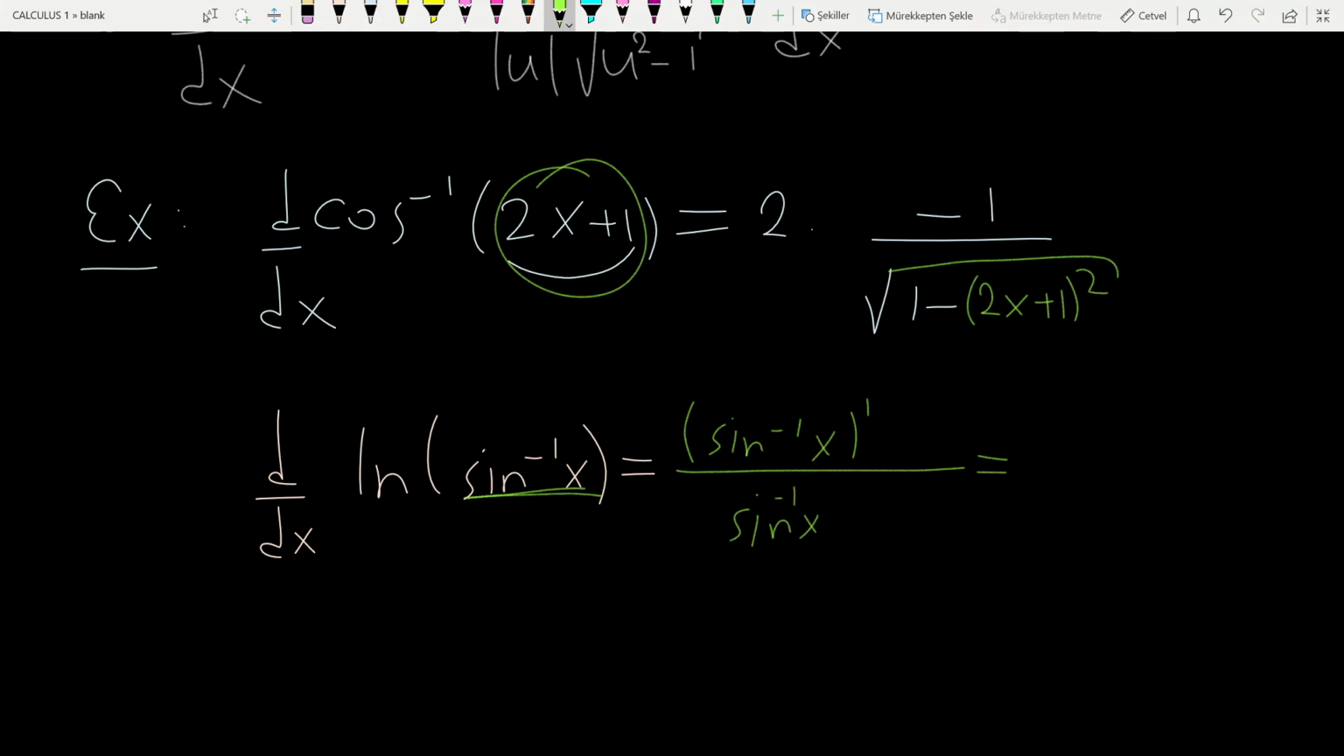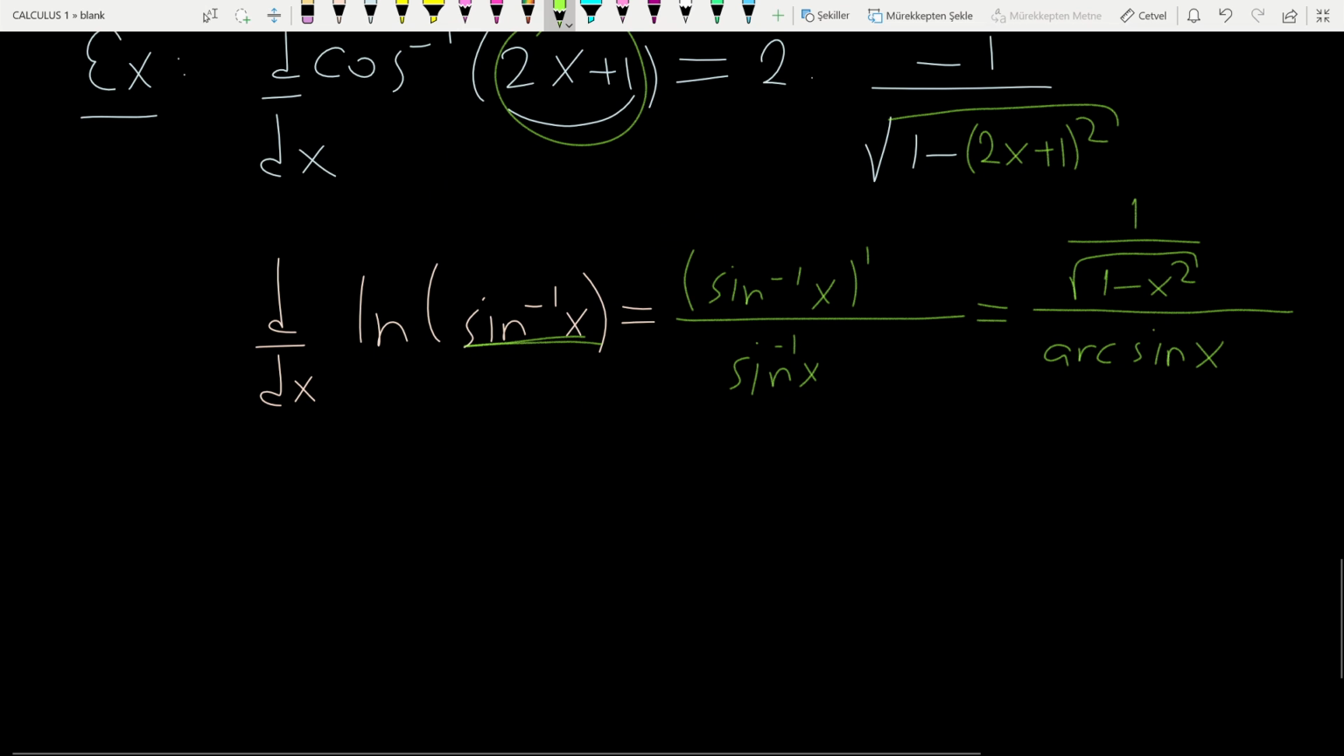This is equal to derivative of arcsine, you should know the formula, 1 over square root of 1 minus x squared, over arcsine or sine inverse. It's all up to you. Which one do you prefer? Arcsin x. Okay? So it's all. Let's solve some more complicated examples.